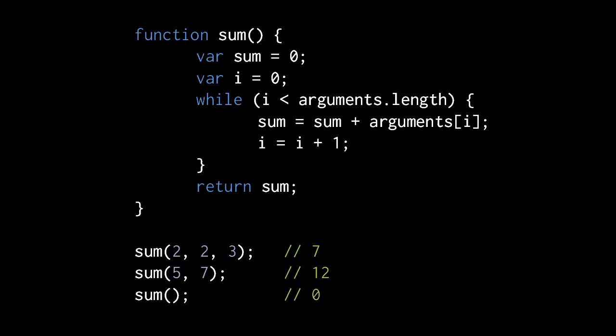So if we call the sum function with the arguments 2, 2, and 3, we get 7. Sum with arguments 5 and 7 returns 12, and sum with no arguments returns 0. Because when the arguments array is empty, the loop is never entered, and so the initial value of sum, 0, is returned.